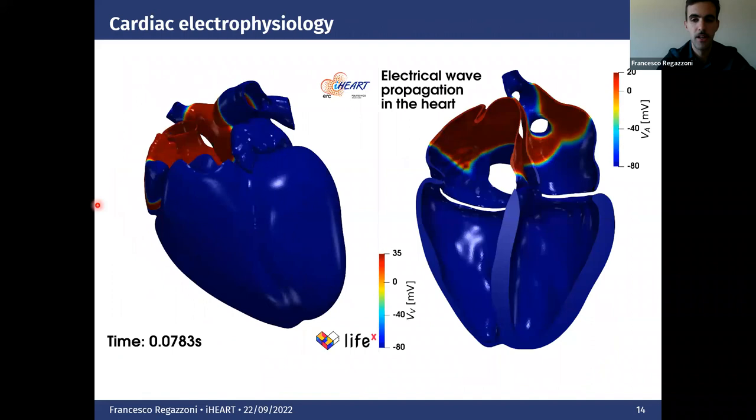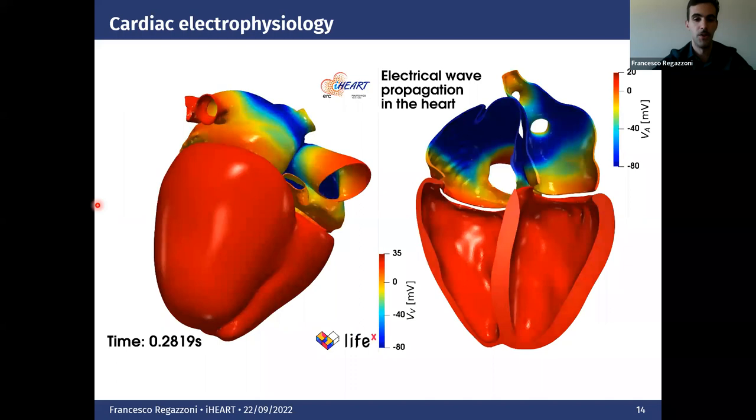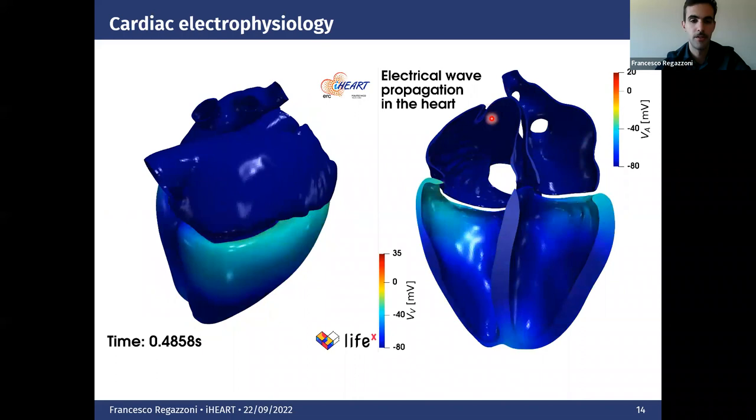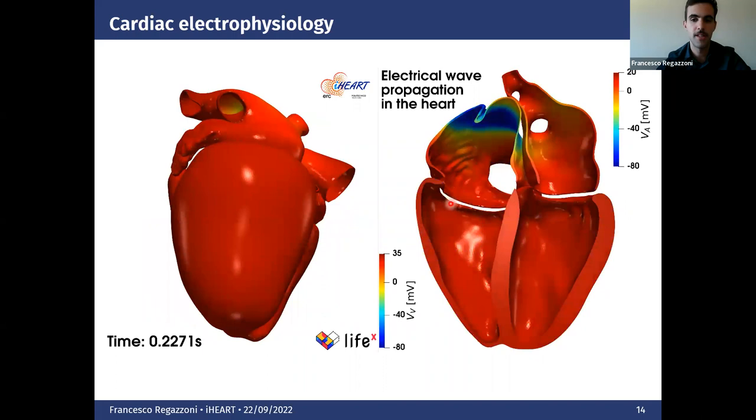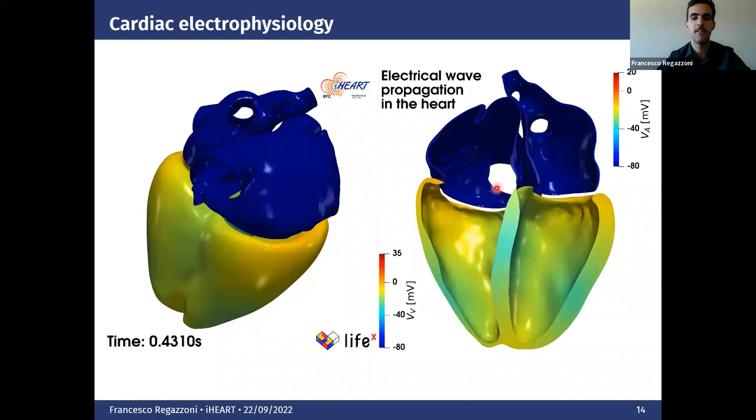Here you can see the propagation of the electrical potential in a full heart model. As you see, the trigger is in the atria. So now the movie is going to start again. Here you can see in the upper part of the atria, the signal propagates, then it reaches the atrioventricular node that acts as a gate between atria and ventricles, and then it propagates also across the ventricles.